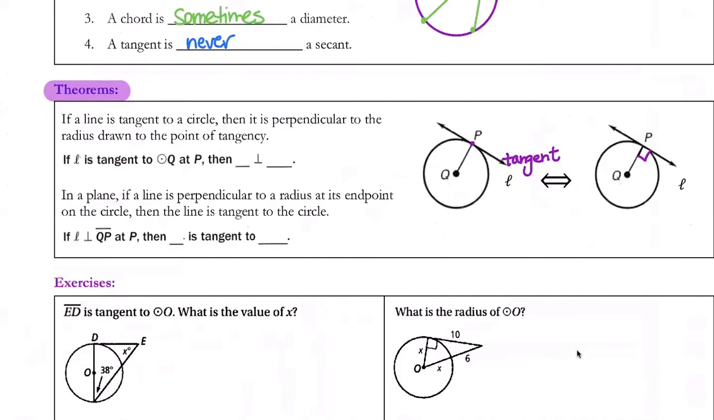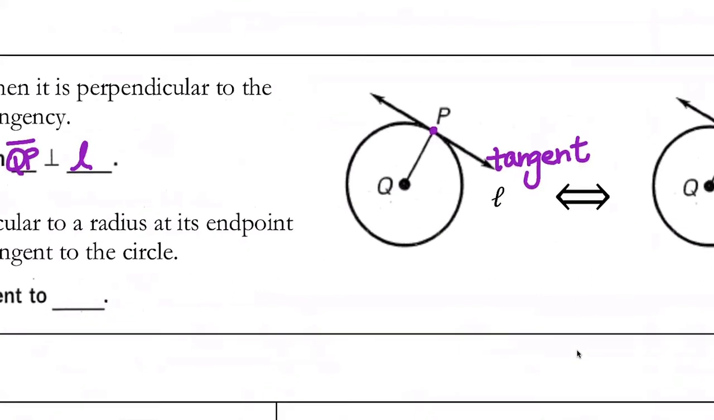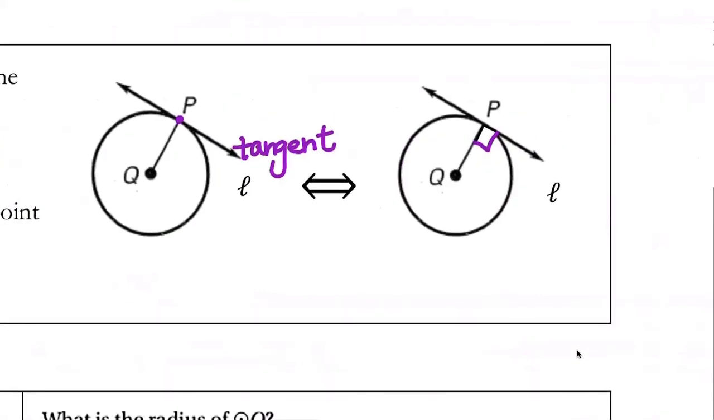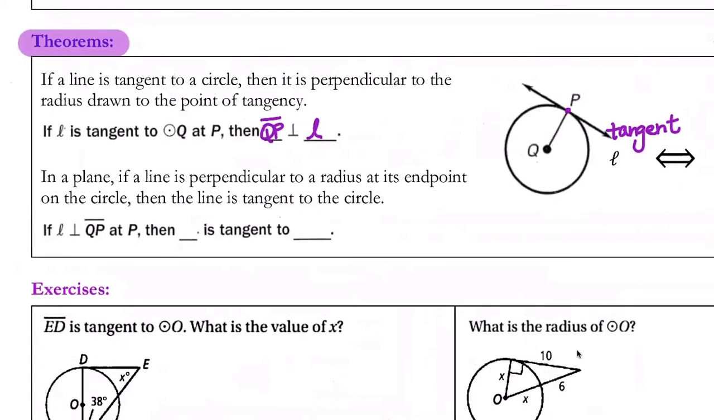Okay, so if L is tangent to circle Q at P, then segment PQ or QP is perpendicular to line L. And the converse of that would go the other direction, right? So if you know that this is a right angle here, where the line and the circle are meeting, then that means that that line is a tangent line. In a plane, again, in 2 dimensions, that's what that means.